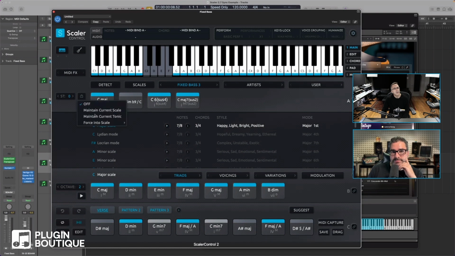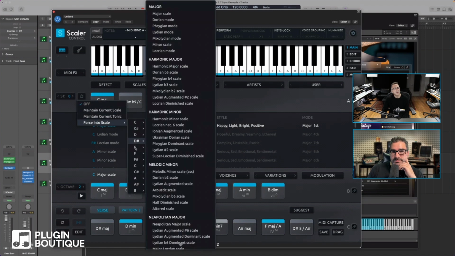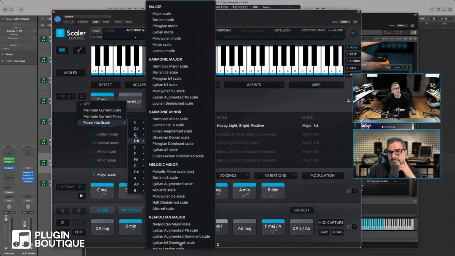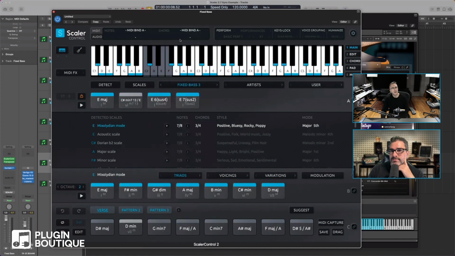So if we were to say force into a, well, what scale are we in? I don't want to push it too much. It says we're in C major. So let's force into the scale. Let's go A Mixolydian. I always say Mixolydian, by the way. I always have, but I'm going to force it there.